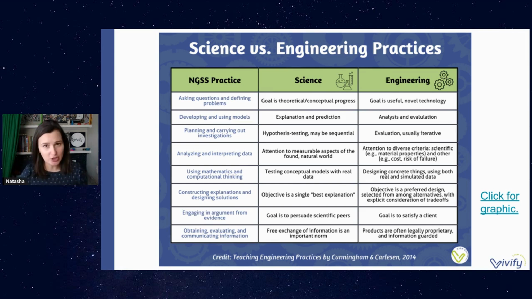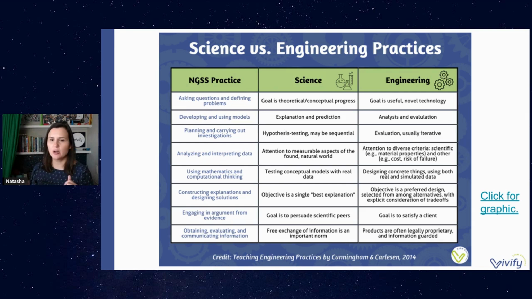We have science and engineering in NGSS put together. There was a great paper by Cunningham, who is the founder and creator of EiE. Awesome stuff. And she basically says, let's really be careful when we talk about science versus engineering. So like that first NGSS practice, asking questions and defining problems. Well, in science, the goal is very theoretical. Okay, we want to understand this phenomenon. Engineering, the goal is often a useful, novel technology. So it's creating a thing, a process, a product, something. And I think this is a really nice chart that breaks apart the science versus the engineering.